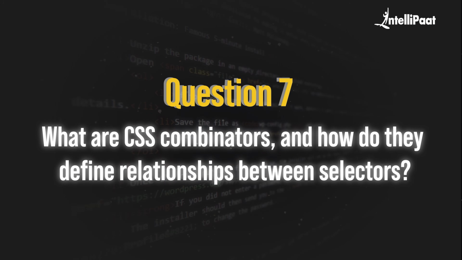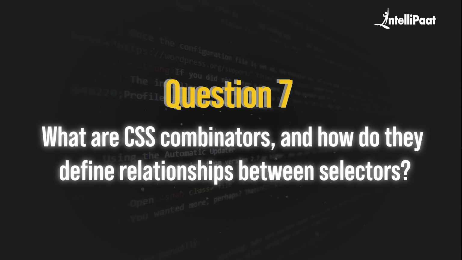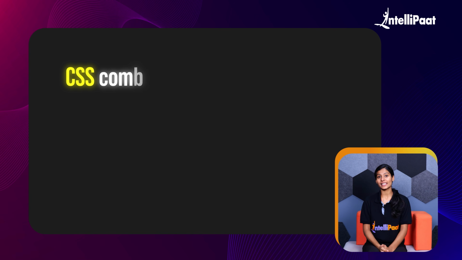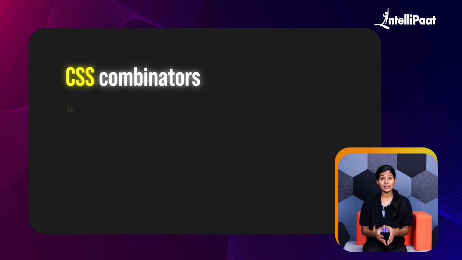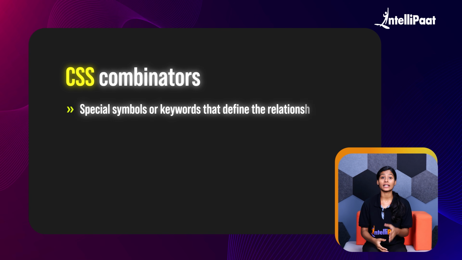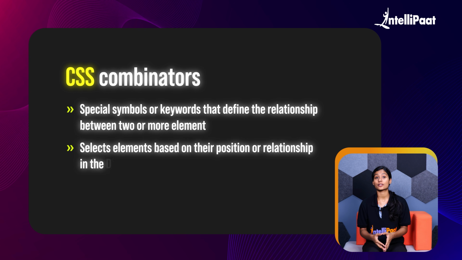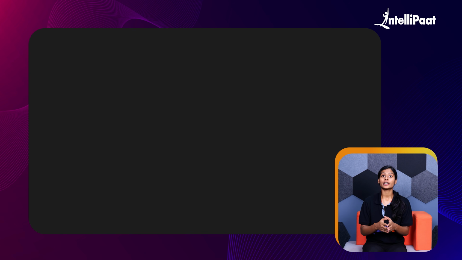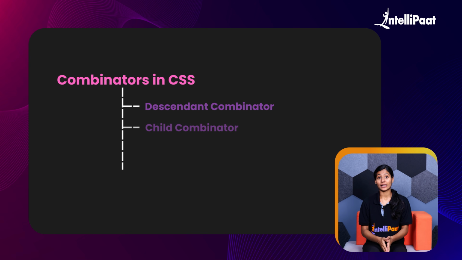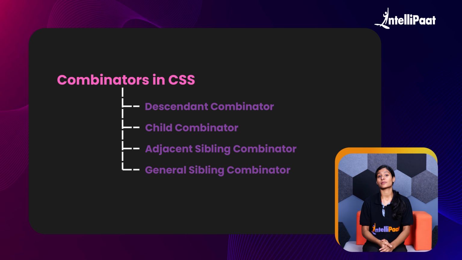Moving forward to our 7th question, what are the CSS combinators and how do they define the relationships between selectors? In CSS, combinators are special keywords or symbols that define the relationship between two or more elements. These are used to select elements based on their position or relationship in the DOM hierarchy. There are mainly 4 types of combinators in CSS: the descendant, child, adjacent sibling, and general sibling combinator.